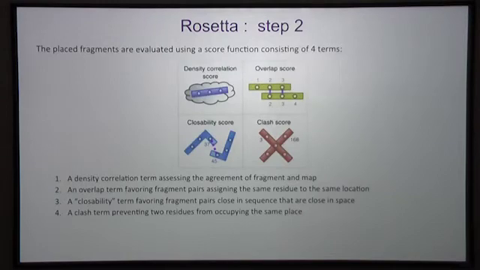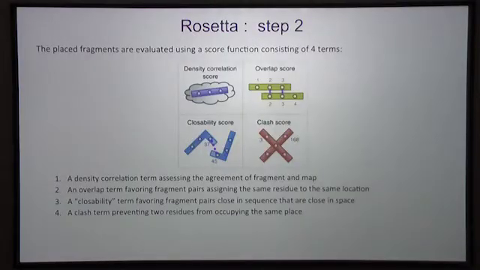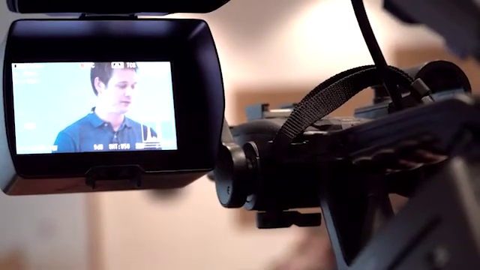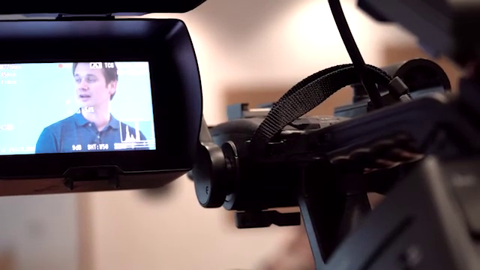And it scores the fragment by a function that includes 4 terms, which is how well that fragment fits the density. Does the algorithm place the same residue in the same position more often? So that's the overlap score. A closability score: are fragments that are close together in sequence placed close together in space? And then it excludes fragments that overlap and clash. It then performs Monte Carlo sampling to obtain the maximally consistent subset of these fragments, and then assembles an often incomplete model.